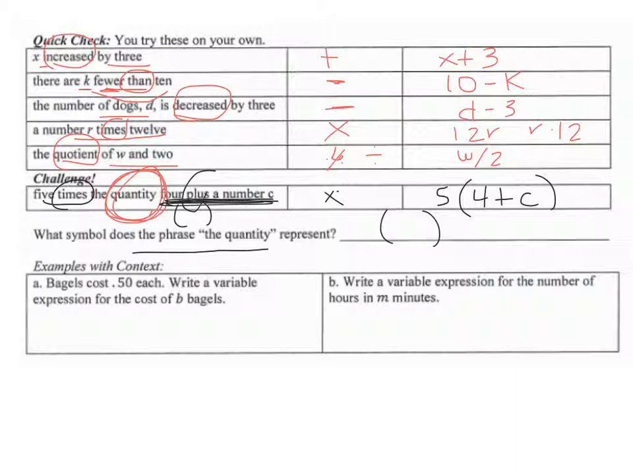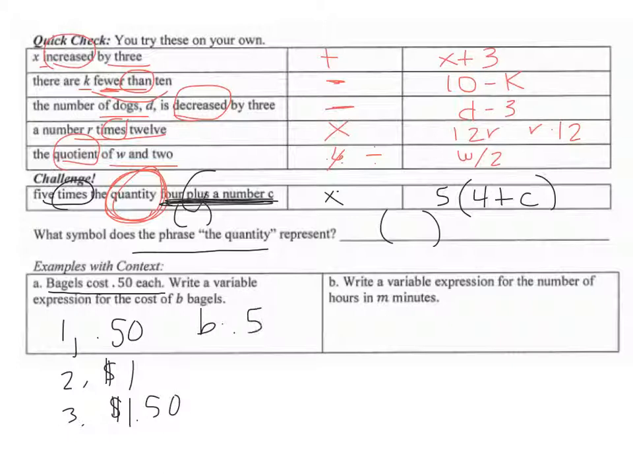And then why do we do this? Here are some examples. Bagels cost 50 cents each. So if you have 1 bagel, it costs 50 cents. 2 bagels cost $1. 3 bagels cost $1.50. So what we're doing is taking the number of bagels and multiplying it by 50. So the answer is 0.5b.